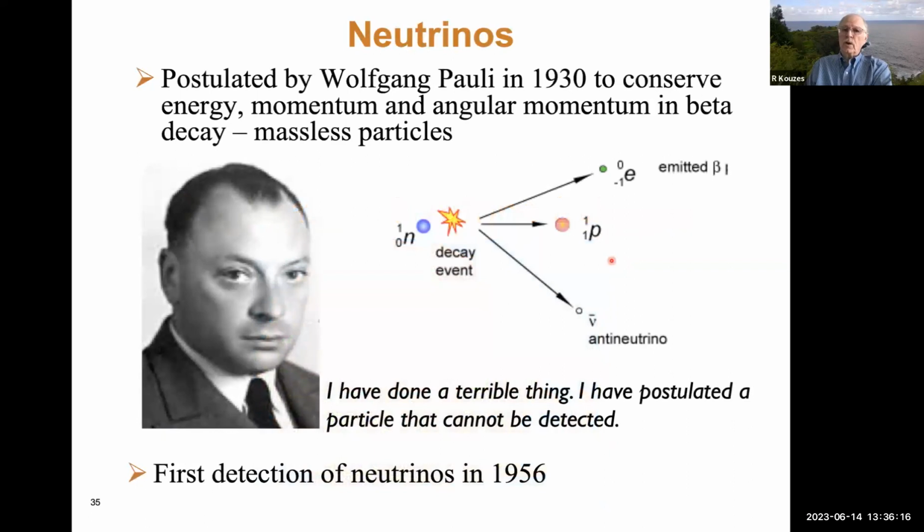So the neutrino was postulated by Wolfgang Pauli in 1930, and the reason was to conserve energy and momentum in beta decay. And he made an interesting statement in 1930. He said, "I have done a terrible thing. I've postulated a particle that cannot be detected." And then the neutrino was detected in 1956. So it took 26 years, but it was eventually detected and that was done by Fred Reines.